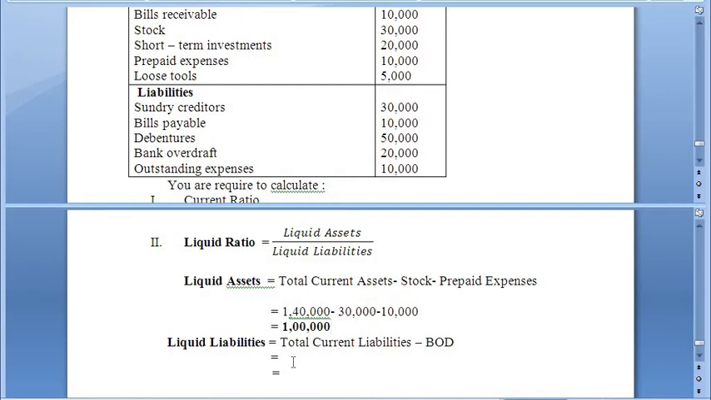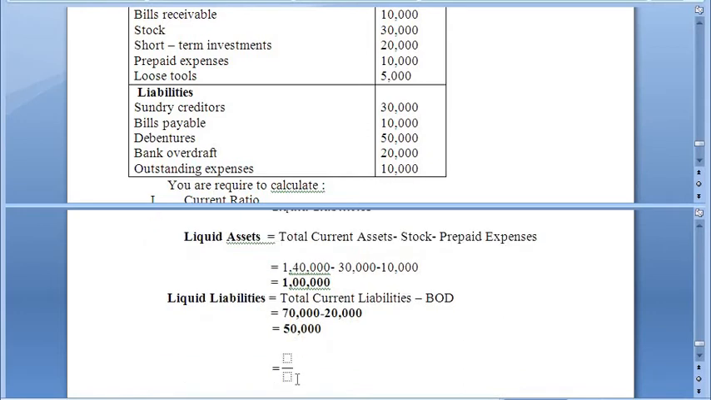Now the next one is liquid liabilities. How can we find out liquid liabilities? Total current liabilities. What is the amount of total current liabilities? It is 70,000 minus bank overdraft. Why? Because liquid liabilities are nothing but all current liabilities except bank overdraft. Now what is the amount of bank overdraft here? 20,000. So 70,000 minus 20,000, balance 50,000.